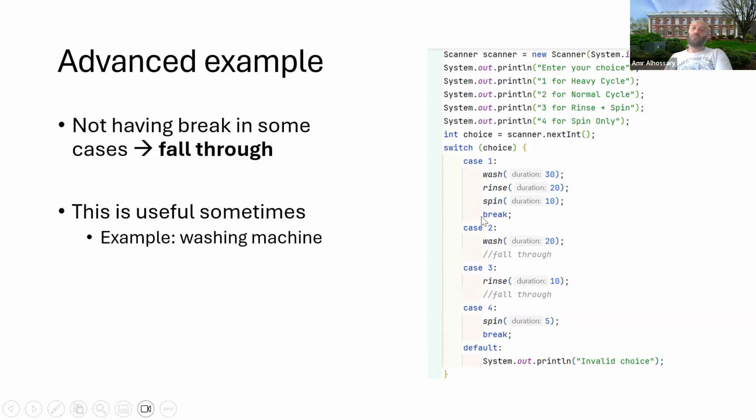When you meet the keyword break, you exit the whole construct. There are two breaks here. One here after case one, which is a heavy cycle, or after case 4, which is the end of normal cycle and end of rinse and spin and end of spin only, all of them together.